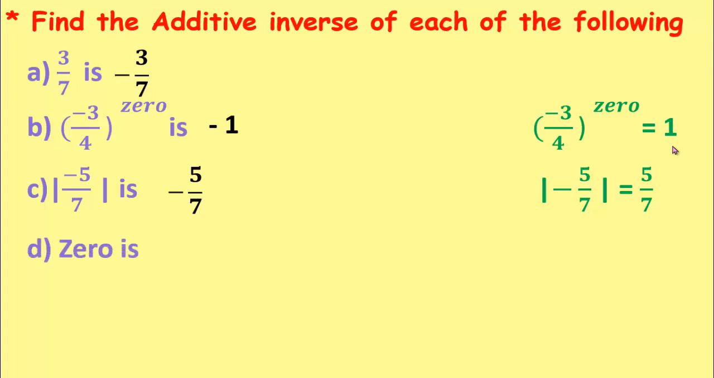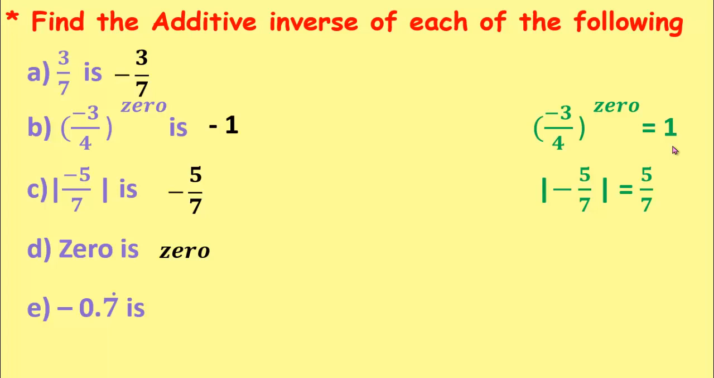Number D, what is the inverse of 0? Sure, the inverse of 0 is 0. Going now to number E. Negative 0.7, and this is a recurring decimal and 7 is repeated. Don't panic and don't get confused.